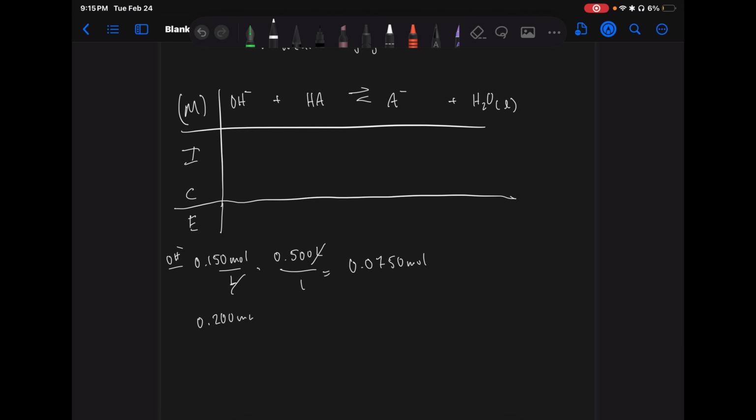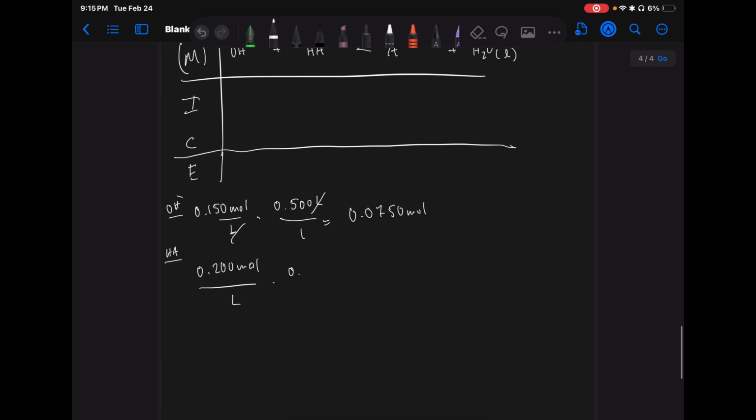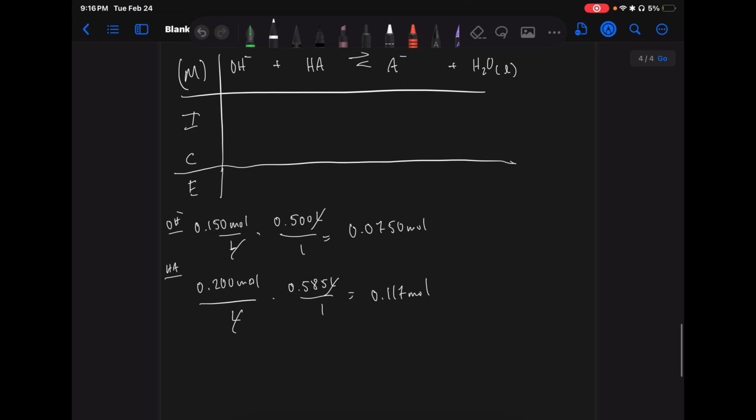Then we've got the HA. So 0.200 moles per liter multiplied by 0.585 liters this time. Cancel out liters, what we're going to get is 0.117 moles. So now we can just fill this out.